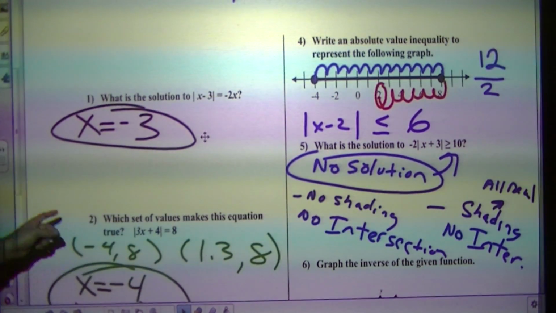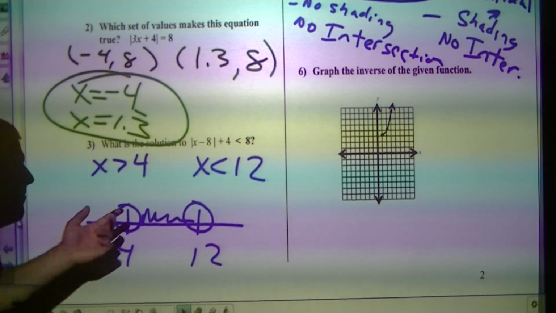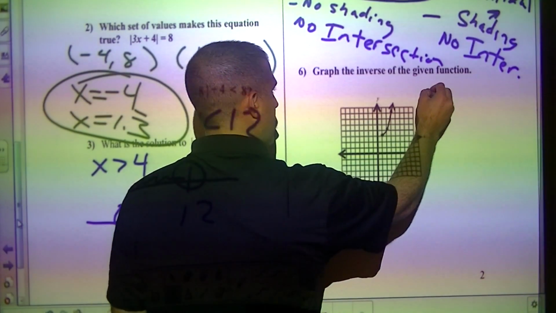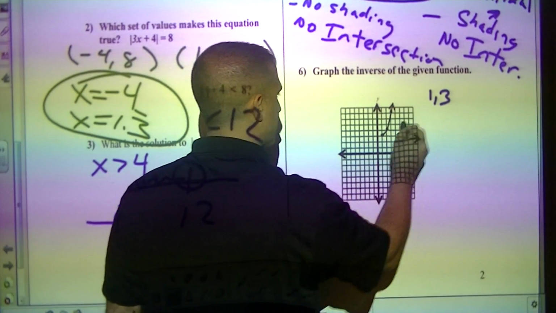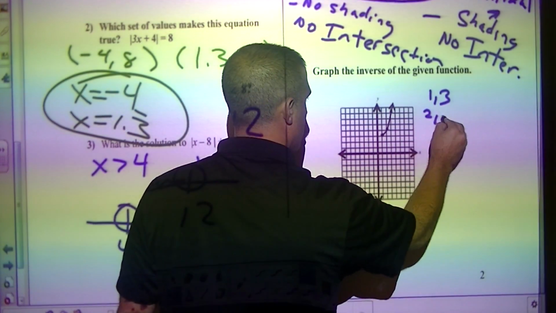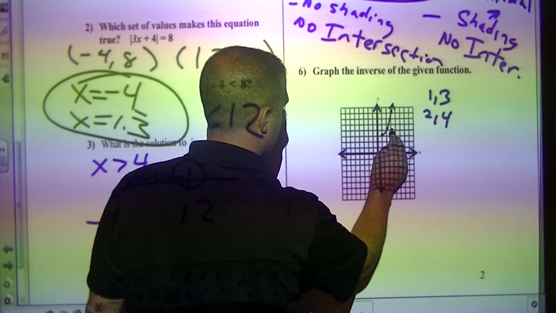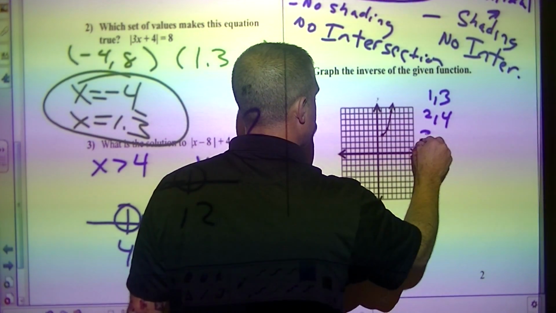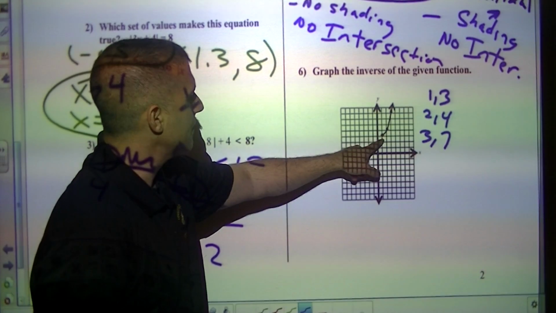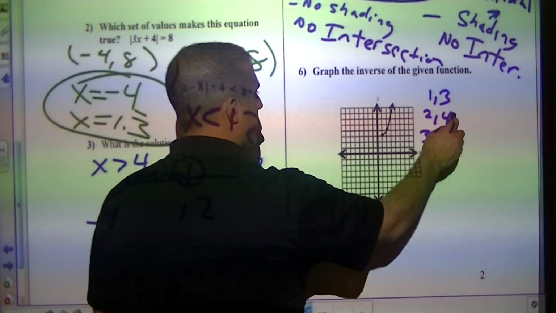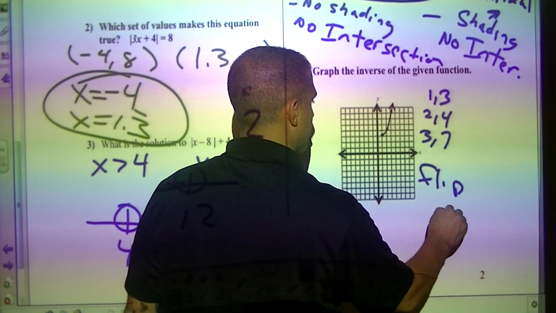All right, graph the inverse function. Okay, here's how you do that. Look at these points. That point right there is 1, 3. This point right here is 2, 4. This point right here is 3, 1, 2, 3, 4, 5, 6, 7. 3, 7. So what you should do is either, if they don't give you the points, find spots where it meets grid spots. To find the inverse, all you do is flip x and y.